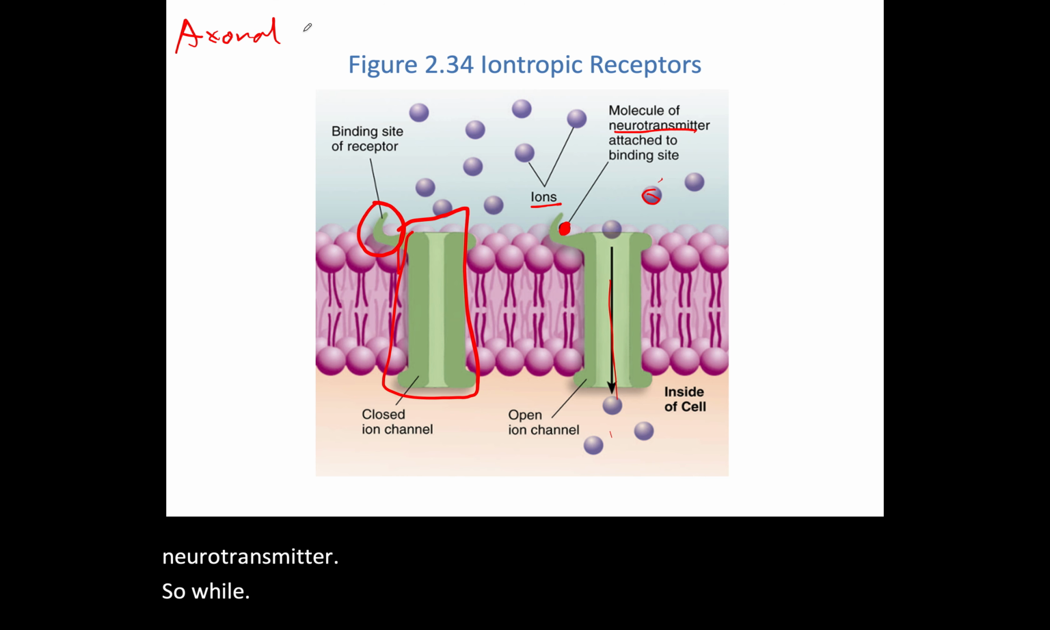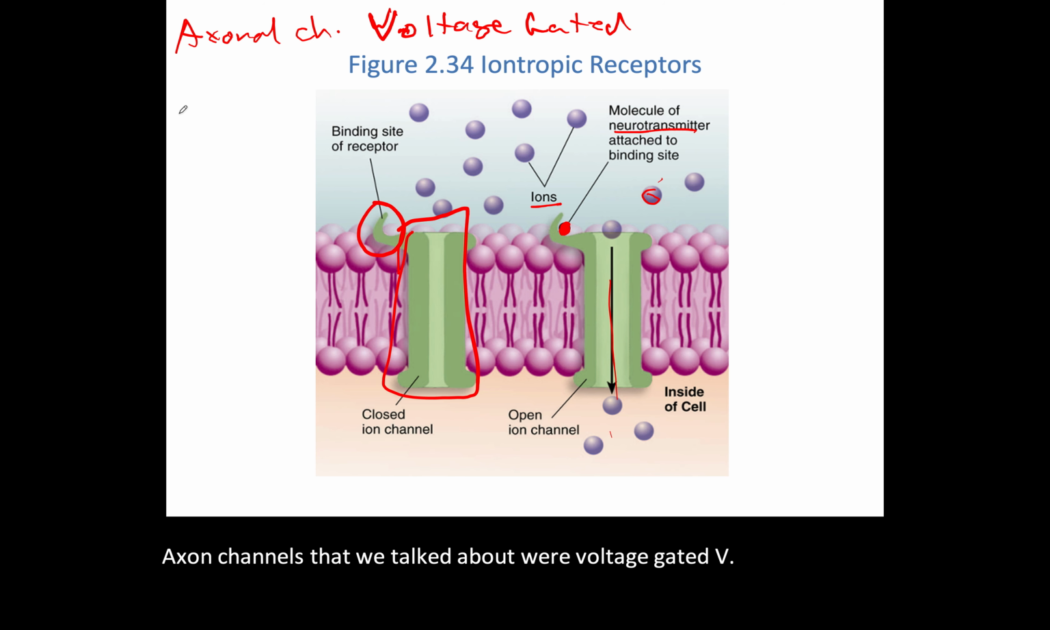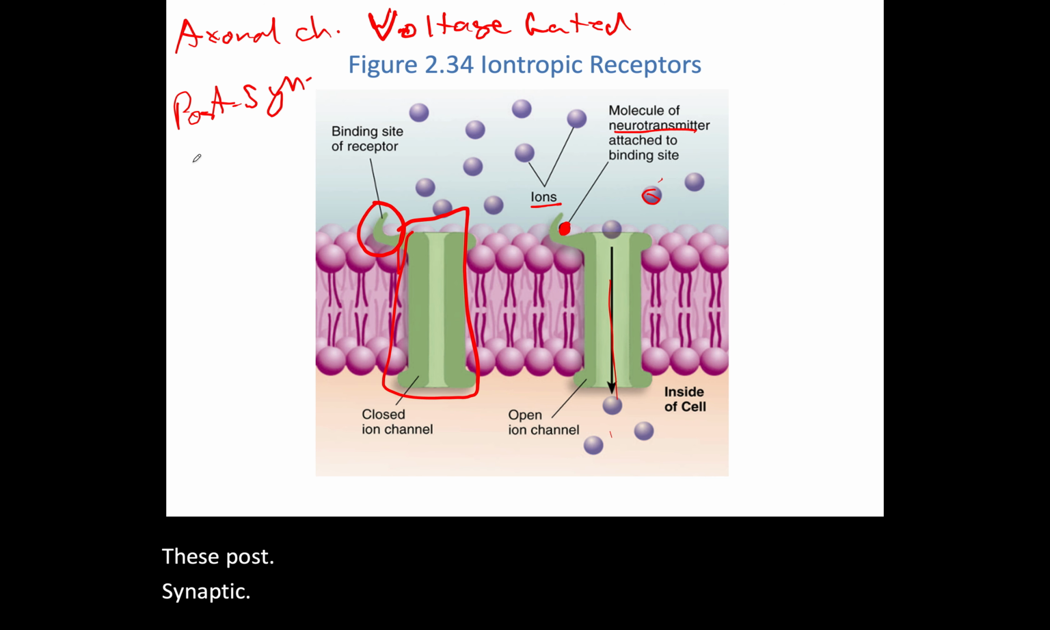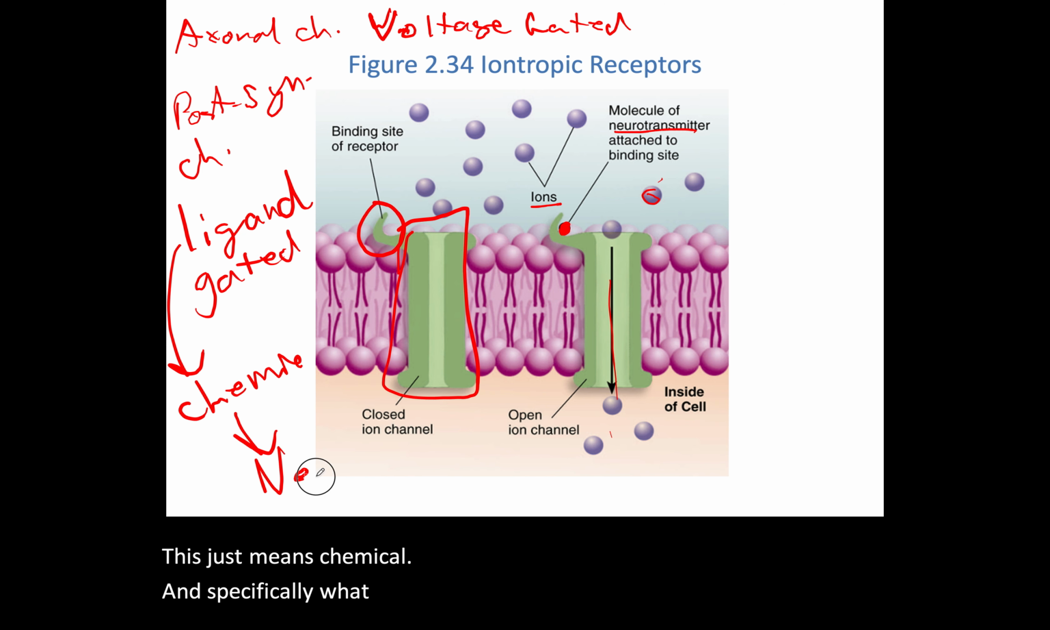So while the axonal channels that we talked about were voltage gated, it's a V, these postsynaptic channels are ligand gated. This just means chemical. And specifically, what chemical? Of course, neurotransmitters.